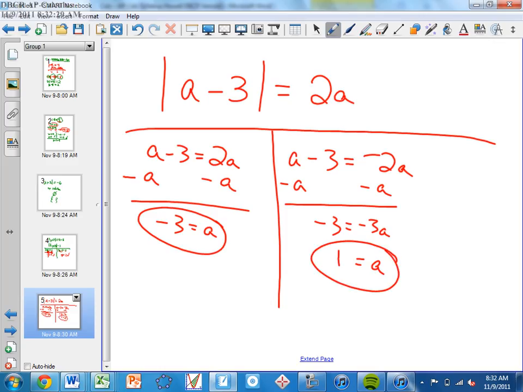Check your answers. You're just solving for a, guys. It's a normal equation. It should not be difficult. So we have 2 answers now, don't we? We got -3 here. Subtract a from both sides. You're left with -3. 2a minus a is 1a. Subtract a from both sides. -2a minus a is -3a. Divide by -3 on both sides, you get 1.